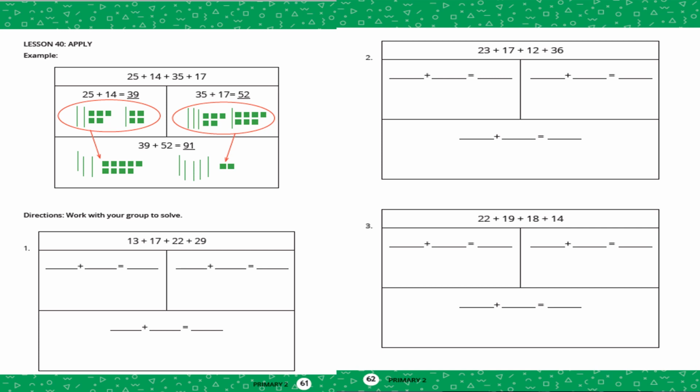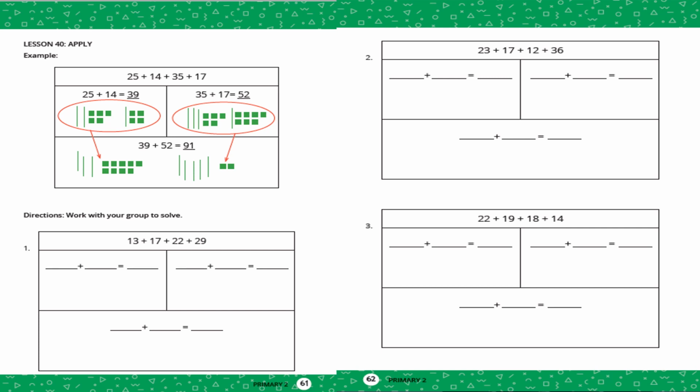For example, here we have 25 plus 14 plus 35 plus 17. So we will put 25 plus 14 first, and we will find the sum. 25 plus 14 equals 39. Then we will put 35 plus 17 and find the sum. So 35 plus 17 equals 52. And finally, we will put the results together. So we will put 39 plus 52 equals 91.